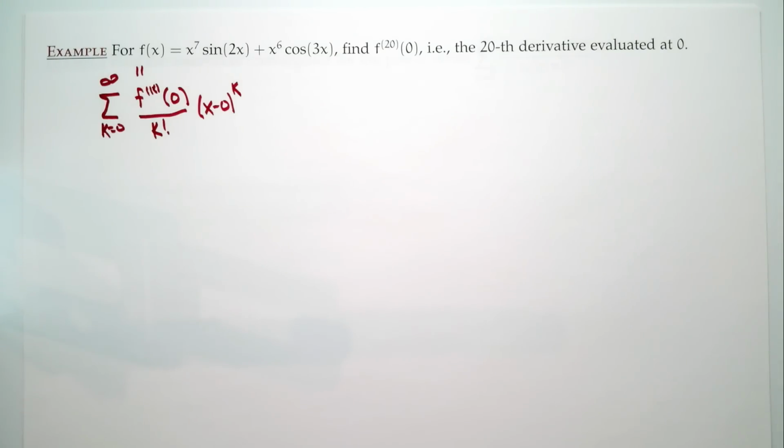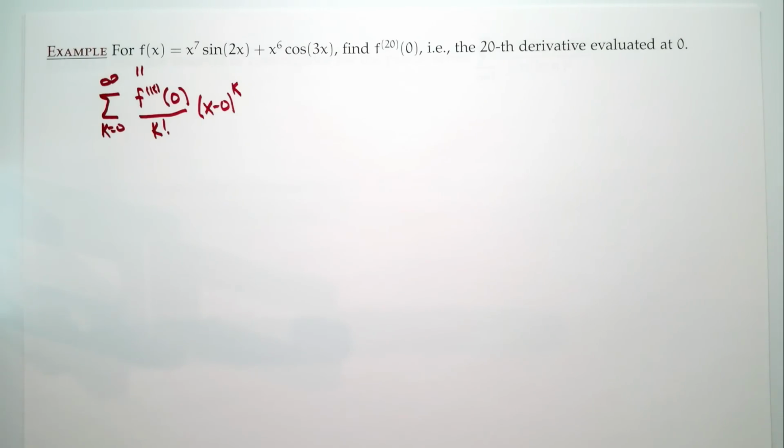So if it's possible for us to get a Taylor series in some fashion, and we know what it is, now we've found all the derivatives. And when I say all the derivatives, I really mean literally all of them, all the way down. So let's do this. We have this function. F of x is x to the 7th sine of 2x plus x to the 6th cosine of 3x. And you want to find the 20th derivative evaluated at 0.